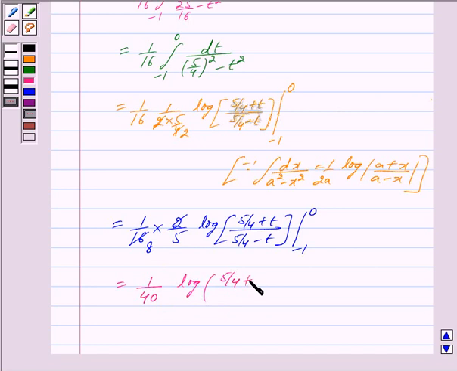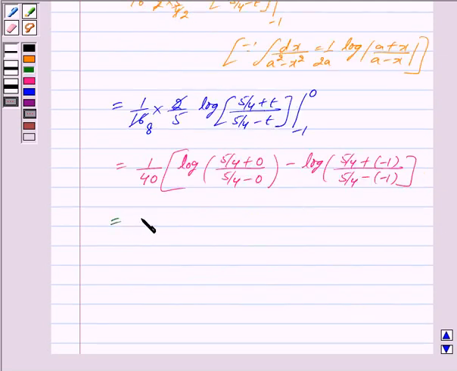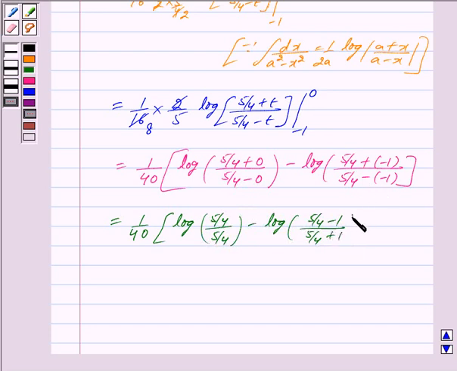Log of (5 by 4 plus, now the upper limit is 0, so we put 0 in place of t) upon (5 by 4 minus 0), minus log of (5 by 4 plus, now the lower limit is minus 1, so we put minus 1 in place of t) upon (5 by 4 minus minus 1). This is equal to 1 by 40 into log of (5 by 4 plus 0 is 5 by 4) upon (5 by 4 minus 0 is 5 by 4), minus log of (5 by 4 minus 1) upon (5 by 4, minus into minus is plus, plus 1).